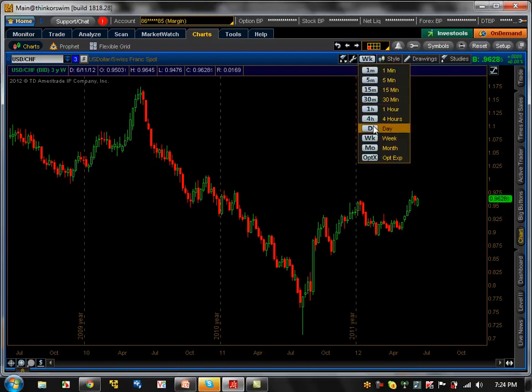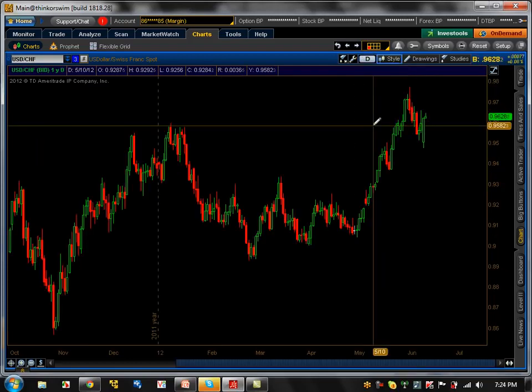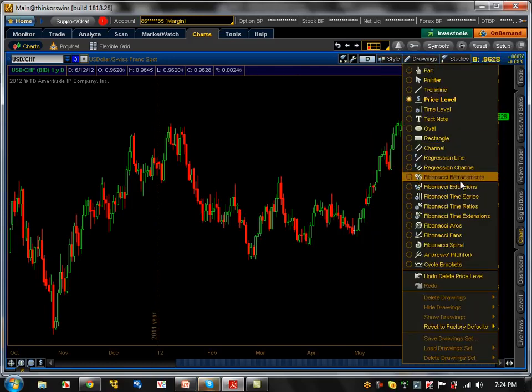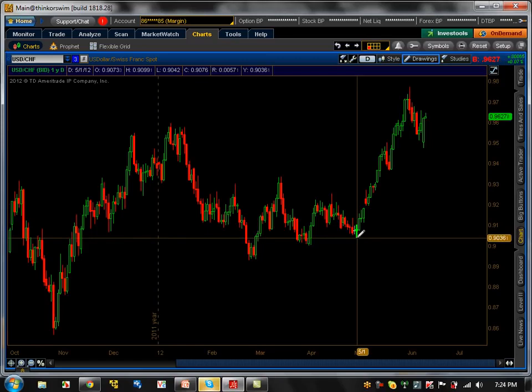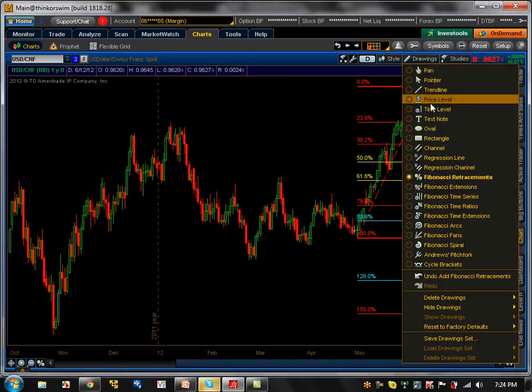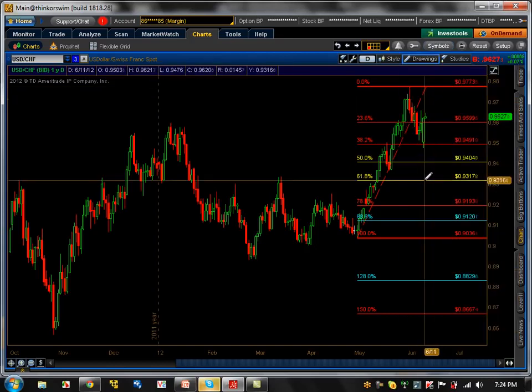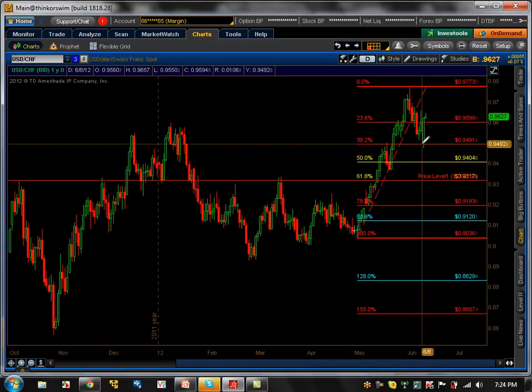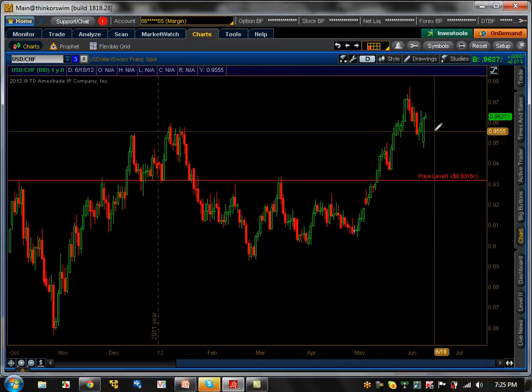So let's take the daily and let's just map out all the possibilities. Agreed? So let's go Fibonacci retracement. Let's say this is the bottom, that's the top. Agreed? Okay. Now, let's say I'm a 61.8% retracement guy. So that's one level, agreed? So that's one possible entry.